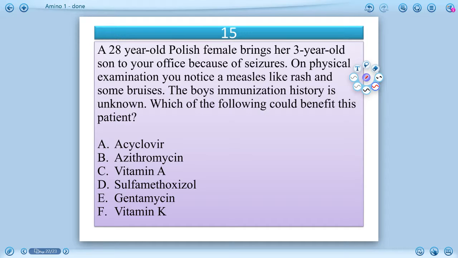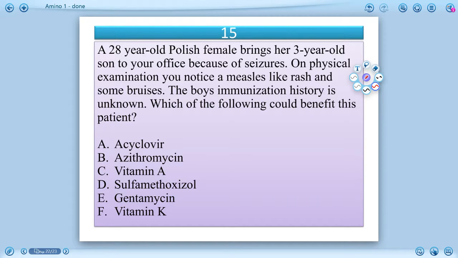A 28-year-old Polish female brings her 3-year-old son to your office because of seizures. This is all East Europeans. What's going on? Everybody is East European in these questions. On physical examination, you notice a measles-like rash and some bruises. The boy's immunization history is unknown. Which of the following could benefit this patient?